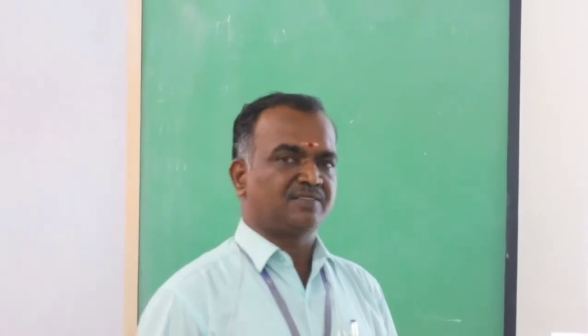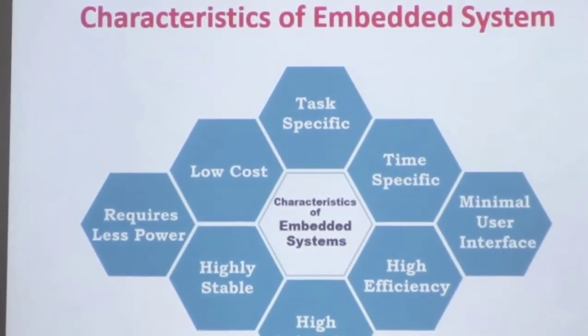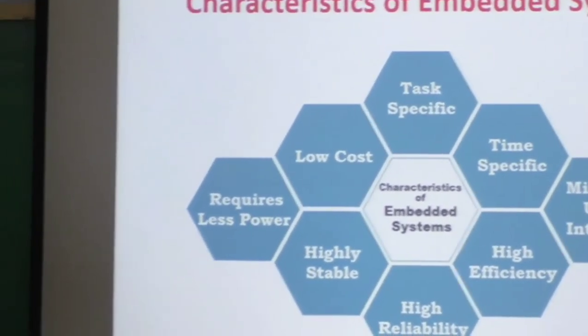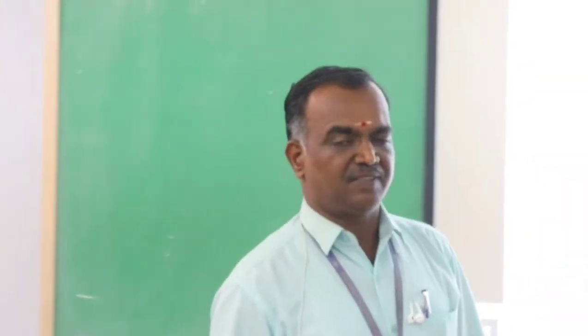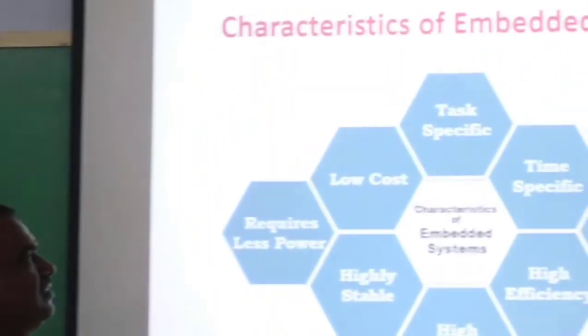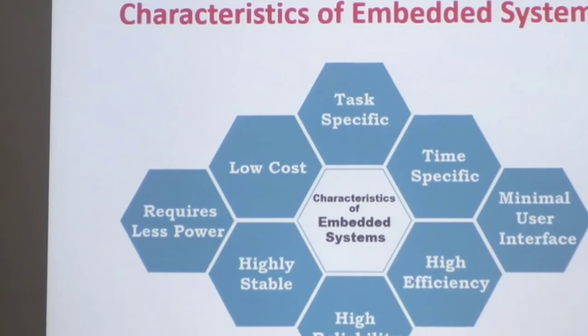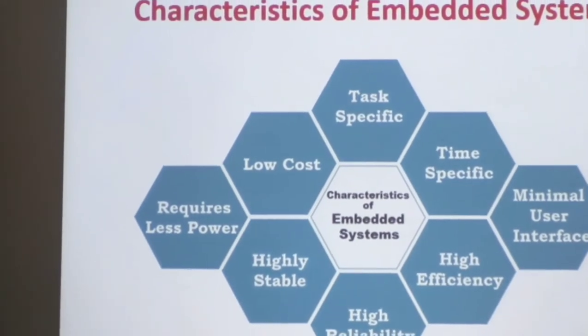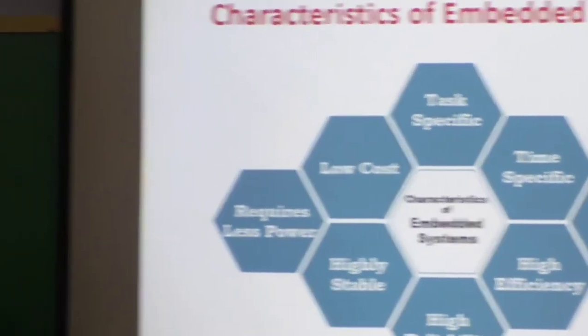I think I can complete the basics of embedded systems here. Then, what are the characteristics of embedded systems? Let us go to the topic of characteristics. The first characteristic is that it is application oriented or task specific. Embedded systems should be task specific.